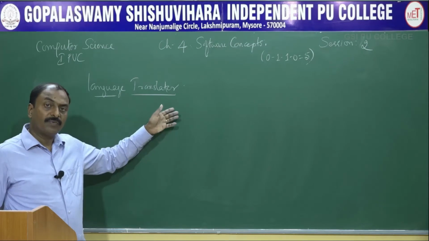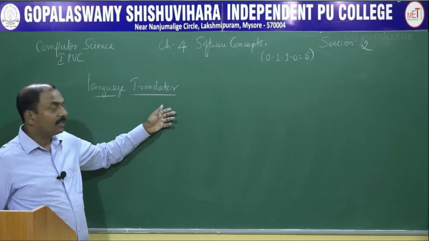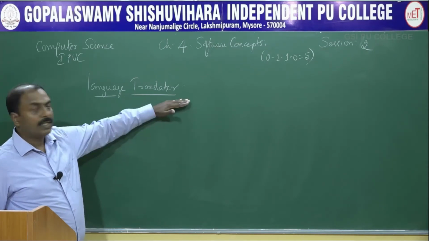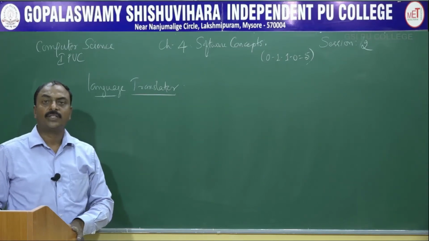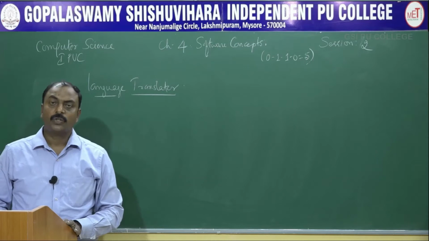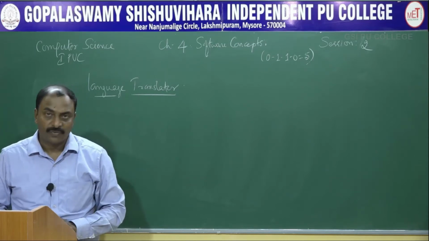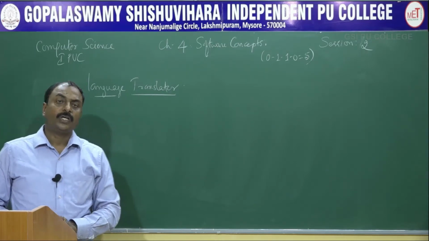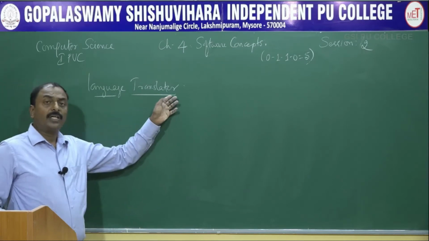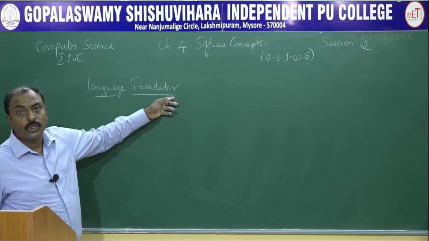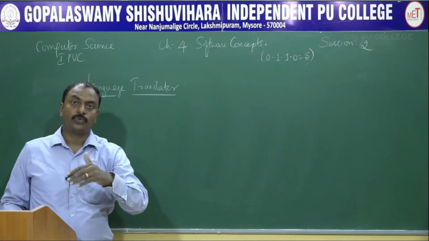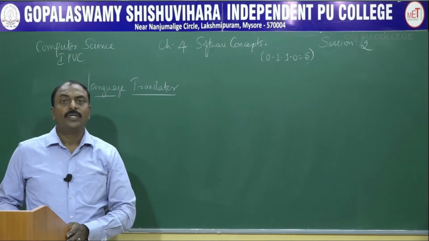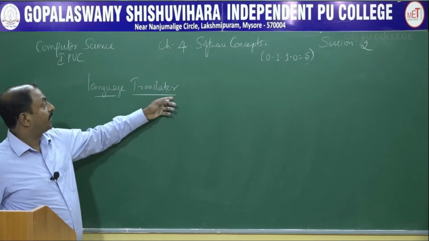So there are three levels of languages. Here, as the computer can understand only machine level language, that is a language of zeros and ones, if you write a program in machine level language, you need not translate, or there won't be any question of using a translator from high level language to machine level language. So what is the use of a language translator?